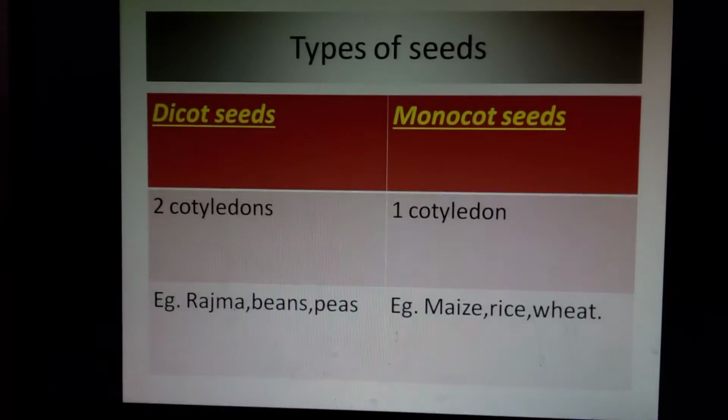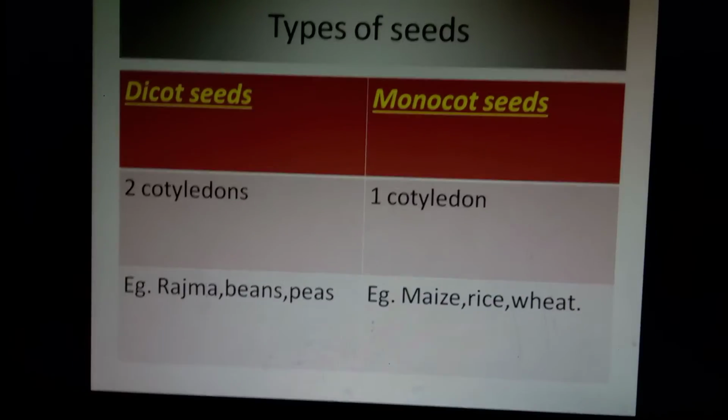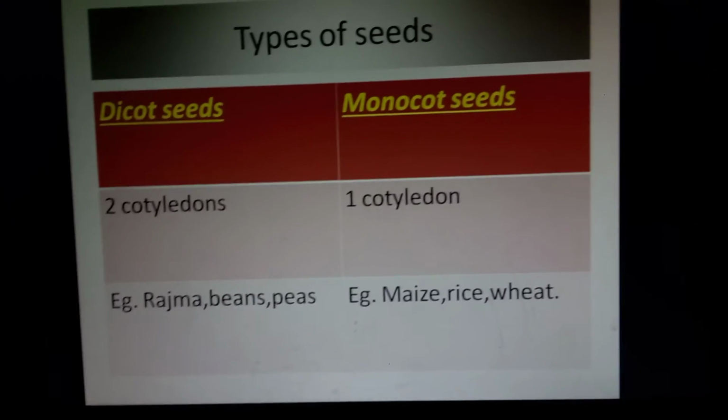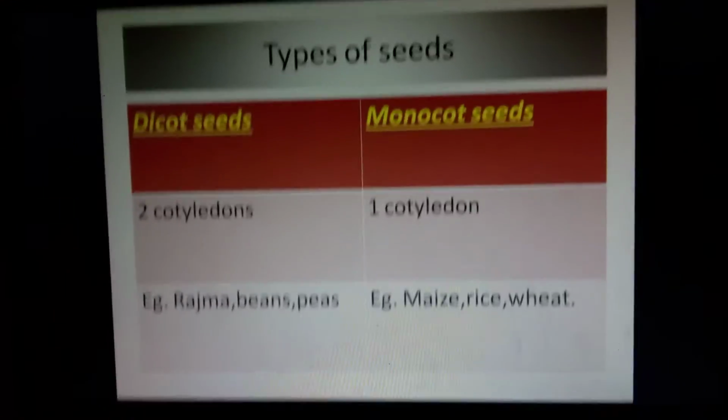Dicot seeds have two cotyledons. Examples: rajma, beans, and peas. And monocot seeds have one cotyledon. Examples: maize, rice, and wheat.